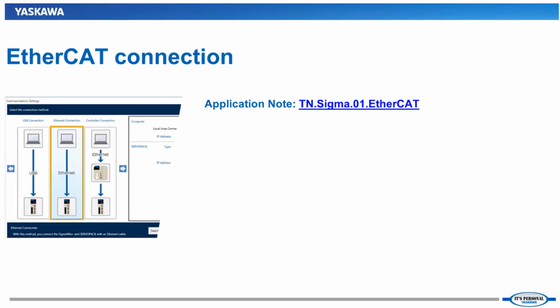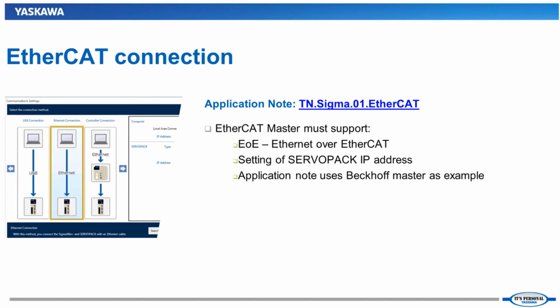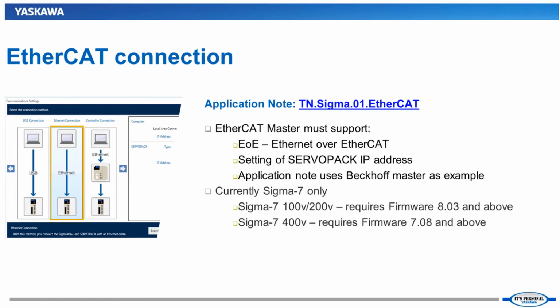EtherCAT connection, we have a really good app note with a link listed here to go over this in further detail, but just a brief synopsis. As I mentioned, the EtherCAT master must support Ethernet over EtherCAT. Also being able to set the servo pack IP address, and this application note uses Beckhoff as the example master. Currently this is only supported on Sigma 7 for the 100 and 200 volt models. It requires firmware 8.03 on the EtherCAT servo pack, and for the 400 volt models it requires firmware 7.08 or newer.